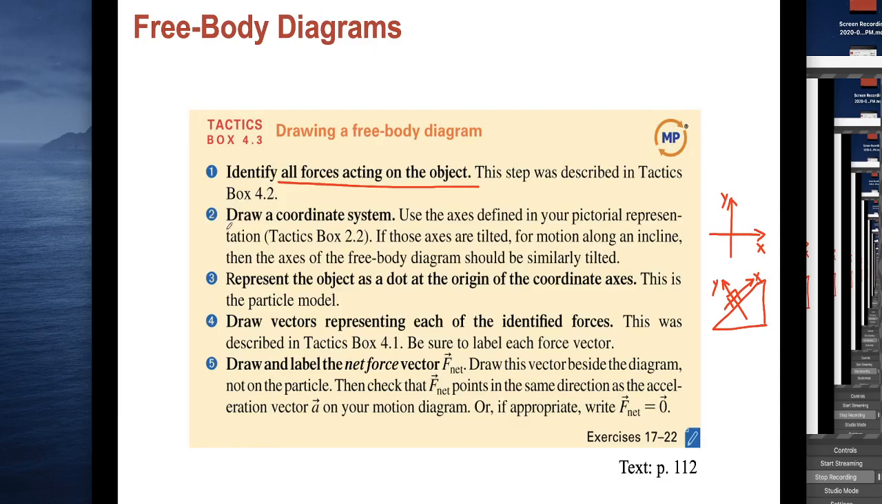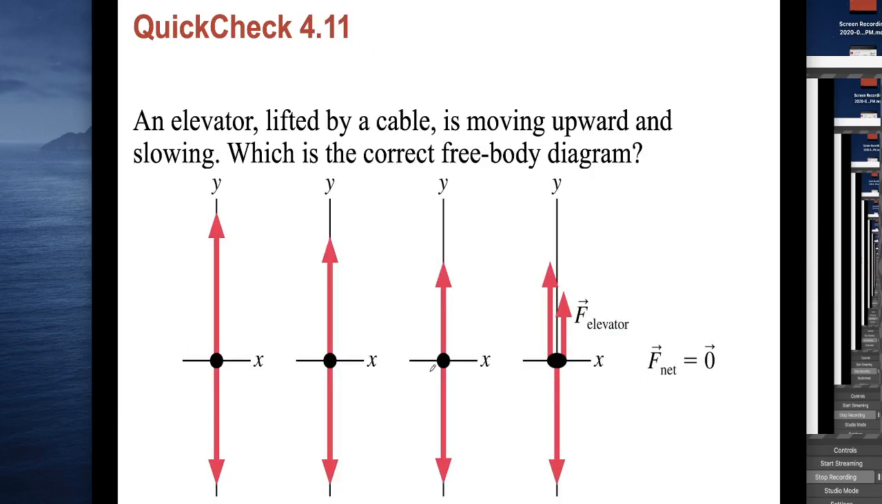Now the third step, represent the object as a dot at the origin of the coordinate system. This is what we have been doing all the time. And then draw vectors, and each vector represents one force. Finally, draw labels on each force, and then draw the net force. Okay, so that's all the steps. But that's theory. Let's use the theory in some practical problems.